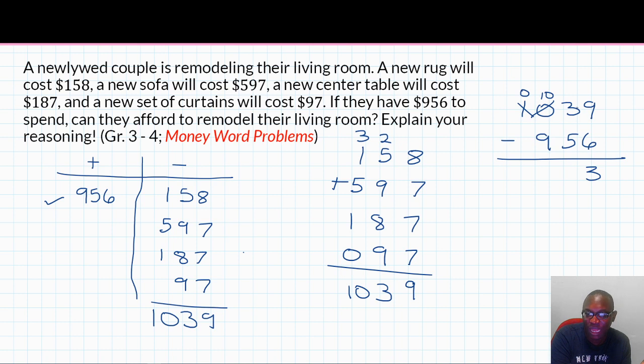Now, we can borrow 1 from 10. And then we're left with 9. And then the one we borrow becomes 10. We add it to 3. It becomes 13. 13 minus 5 is going to be 8. So in other words, they need $83 more to be able to afford the renovation.